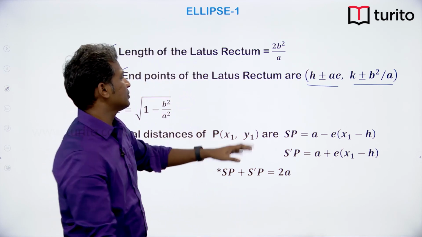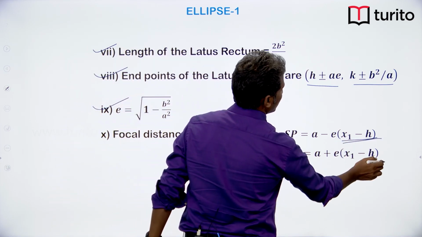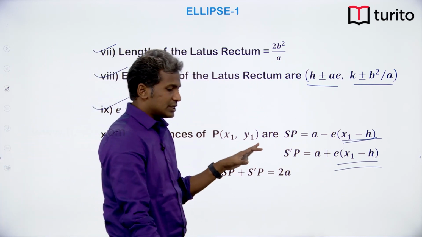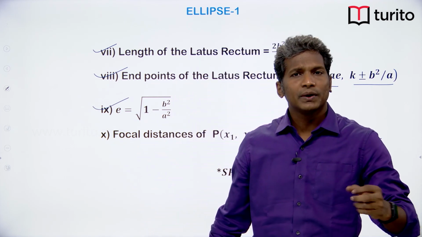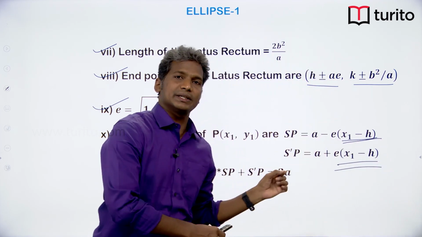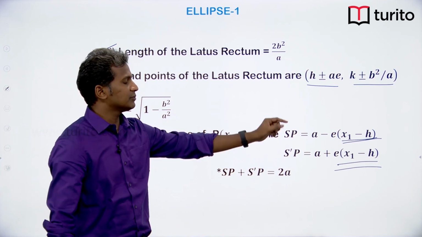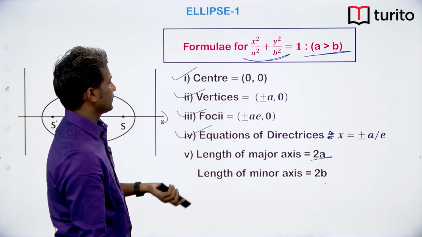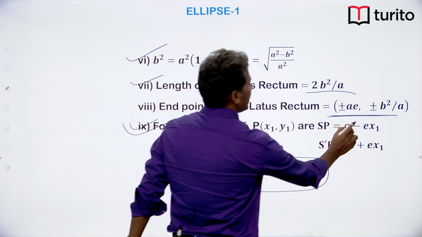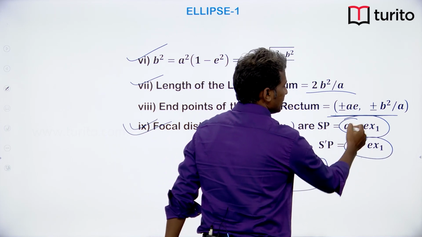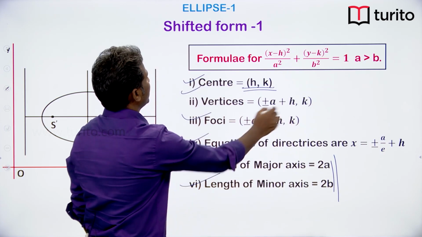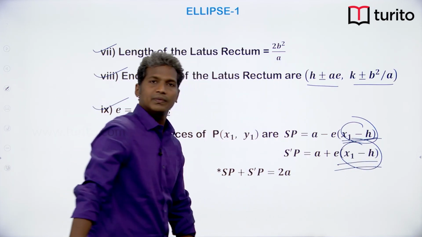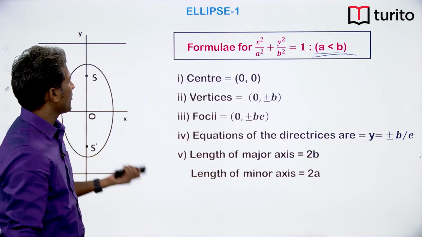So when it comes to focal distances, these will follow the same logic of the equation. Remember this, always focal distances will follow the logic of the equation, not the logic of the points. So we can straight away compare this like this. So here we got a plus ex, a minus ex. Now in place of x we are getting x minus h, so here we are getting x minus h.